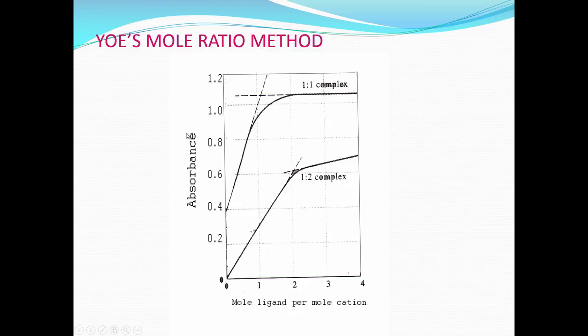This is Yoe's mole ratio method, but the method of continuous variation I have not shown you in this figure, but maybe I will give you an assignment regarding the continuous variation. Basically it is nothing much. You take two reagents of the same molarity, one is your reactant and the other the complexing agent, and keep on mixing until the absorbance of the complex reaches a constant value.